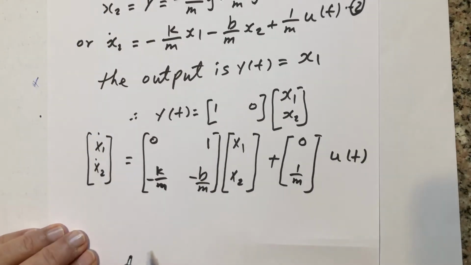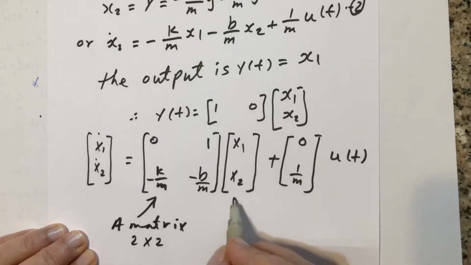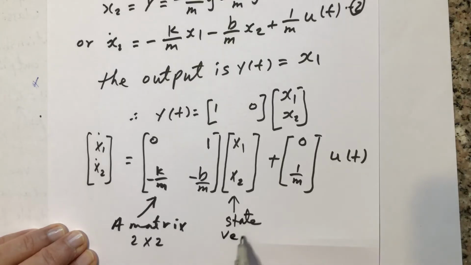Now, what is this? This is the A matrix, 2 by 2. What is this? The state vector, 2 by 1. Okay, what is this? The B matrix.